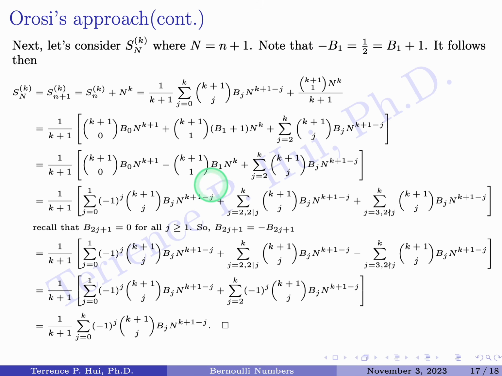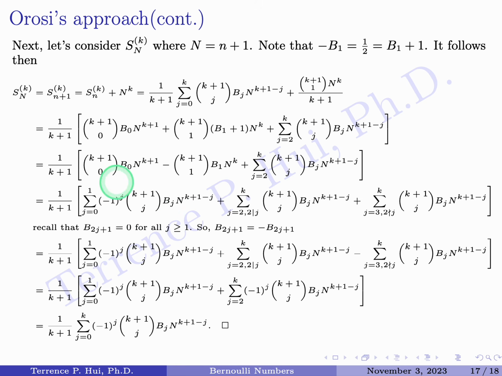So here we are. I've got B1 plus 1. I'm going to replace it with minus B1 from here, like that. And then the rest. Now, let's look at these first two terms. I can combine them into a single one by taking the sum of j equals 0 to 1, of (-1) to the j, k+1 choose j, B sub j, N to the k+1-j.